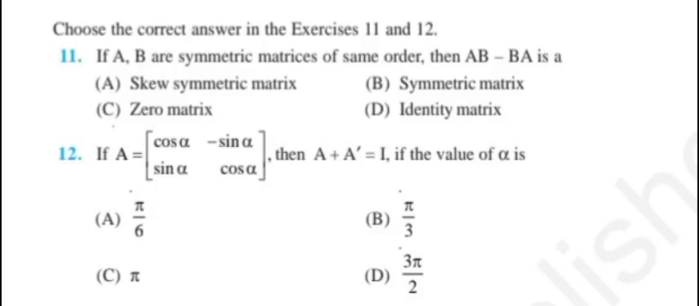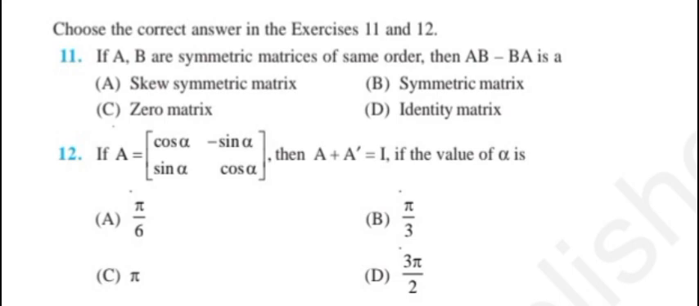So the 11th and 12th questions are both MCQs. Let's start with the 11th one. They have told us A and B have the same order, and they are symmetric matrices also. So it has to be a square matrix of the same order, so we can do multiplication. So AB minus BA, what will it be?